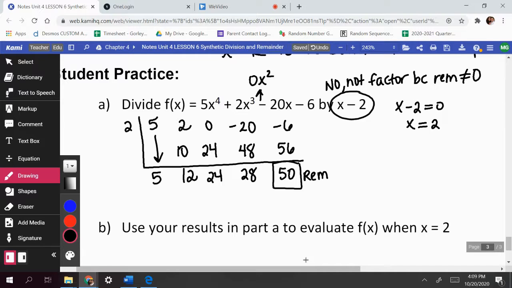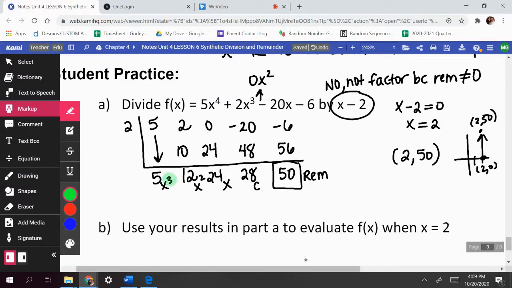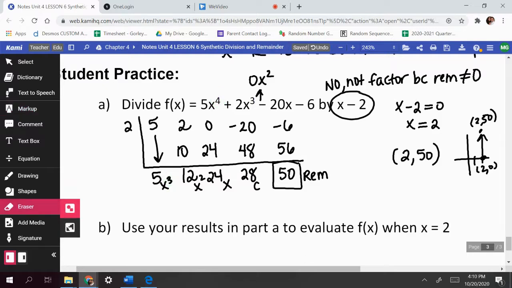So if I'm thinking about this, we're going to have a distance of 50 from my graph, right? Like I'd have 2 comma 50. So if I'm plotting this, it's going to be 50 up from my x-axis, right? If I got a remainder of 0, it would be on my x-axis, but 50 means it's up from it. And then this is going to be my constant, my x squared, and my x cubed terms. Notice that my degree is 1 less than what I started with, which is good.